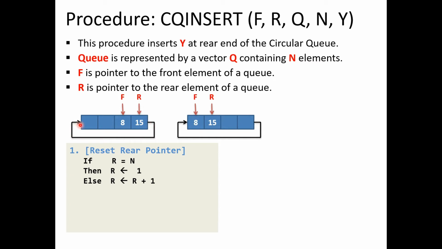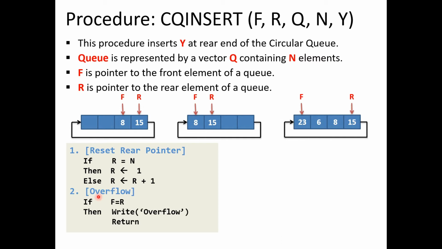So this is the condition: if R is equal to n, then set R equal to 1, else R is equal to R plus 1. Means, see, here our R is pointed over here. Now if you want to insert any element, then rear is incremented by 1, that means R plus 1. So R is pointed over here and we can insert an element at this location.